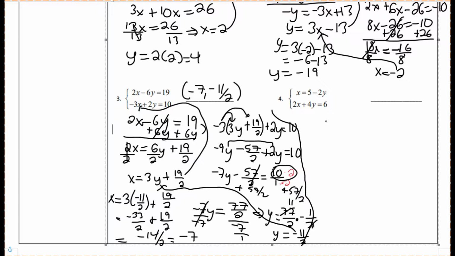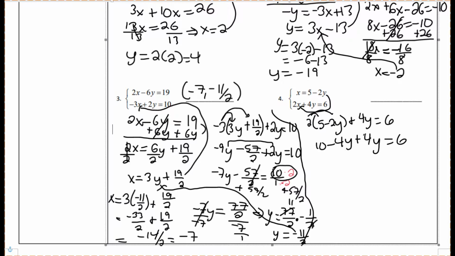All right, so now for number 4, looks to me that the first equation is already solved for x. So instead of solving, we can go ahead and plug it into the second equation. So we have here 2 times 5 minus 2y, so x gets replaced, plus 4y equal to 6. Distribute the 2. We have 10 minus 4y plus 4y equal to 6.